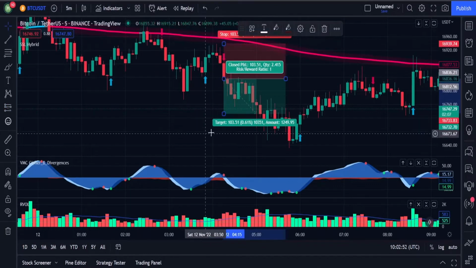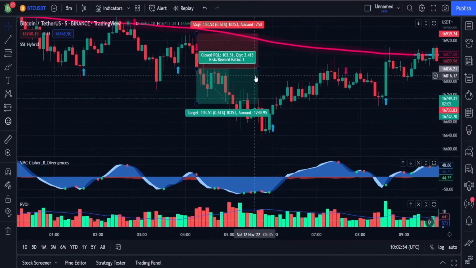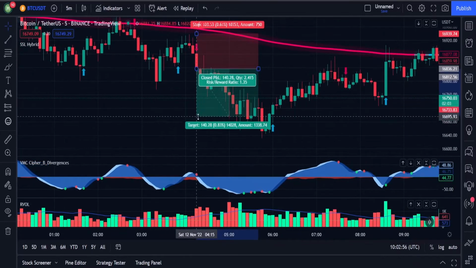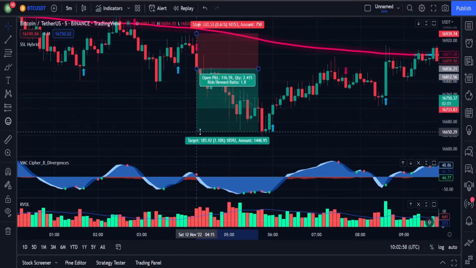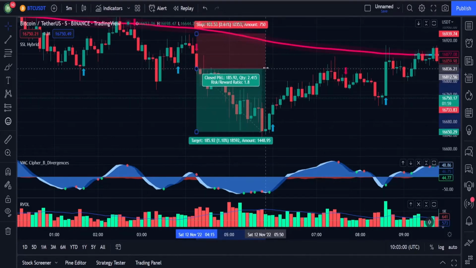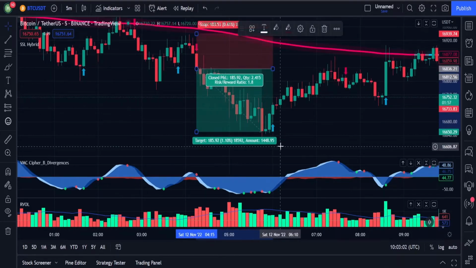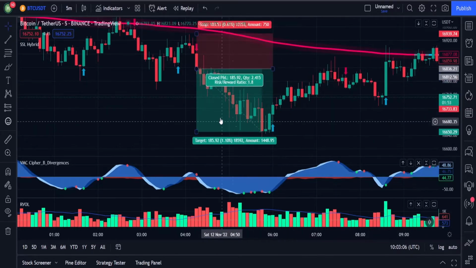And just like with the buy trades, we will wait for the price to move in our favor until we're running a profitable trade. And we're going to exit the position as soon as a blue arrow appears below the price. And you can see this would have been an amazing profitable trade.